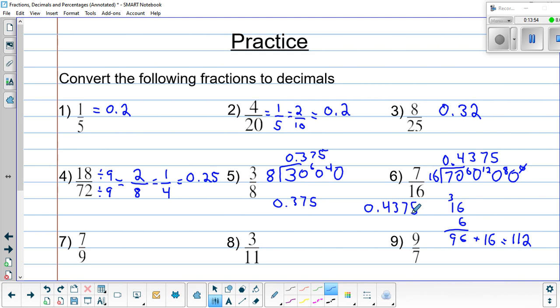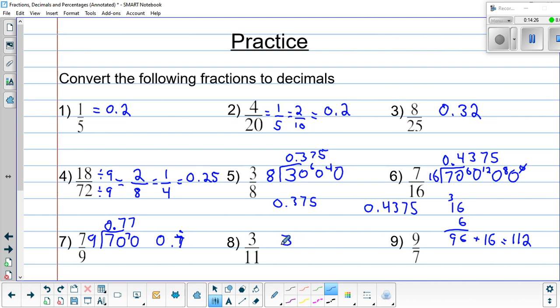We're looking here now at 7 9ths. So 9 goes on the outside. 9 can't fit into 7. So 0 with a decimal. So we can put another 0. Now 9 times 8 is 72. So 9 times 7, 63. We have a 7 left over. Add a 0. 9 goes into 70 7 times again. So we're going to get this recurring decimal. So we get 0.7 with the dot, or 0.7 with the line.